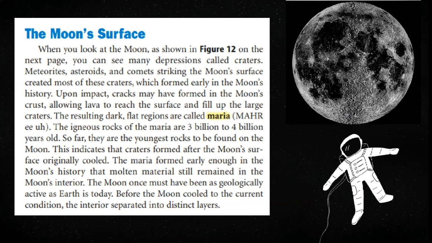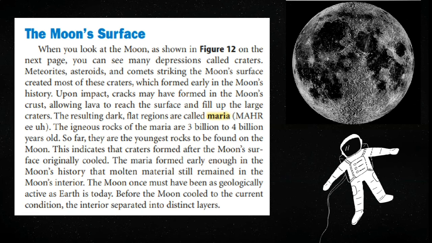The Moon's surface. When you look at the Moon, as shown in Figure 12 on the next page, you can see many depressions called craters. Meteorites, asteroids, and comets striking the Moon's surface created most of these craters, which formed early in the Moon's history. Upon impact, cracks may have formed in the Moon's crust, allowing lava to reach the surface and fill up the large craters. The resulting dark, flat regions are called maria.